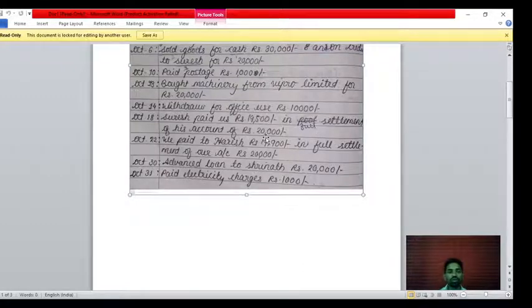Actually Suresh had to pay rupees 20,000, but out of this 20,000 he paid only 19,500 and closed the account. It means the business has given 500 discount to Suresh, that is, discount allowed. If the business gives discount allowed to the customer, it is a loss, an expense for the business. So in this transaction three accounts are affected: Suresh account, the cash account, and the discount allowed account.